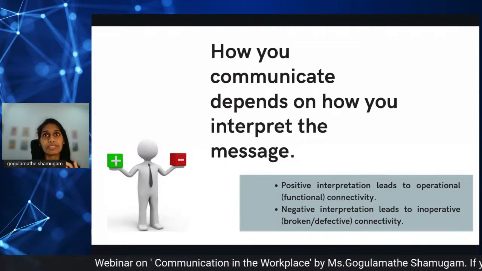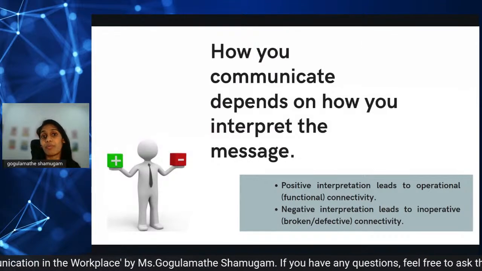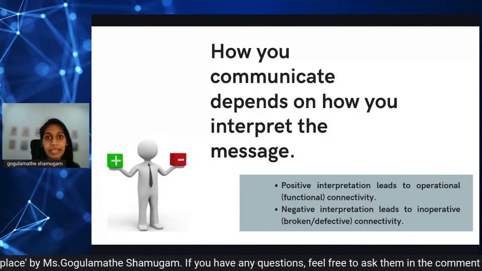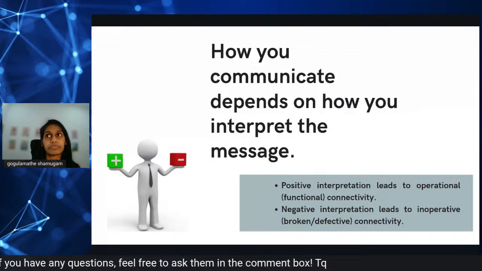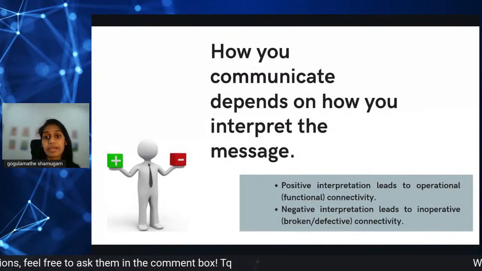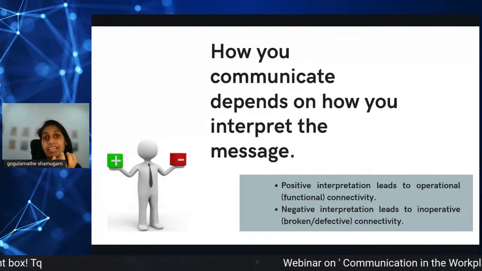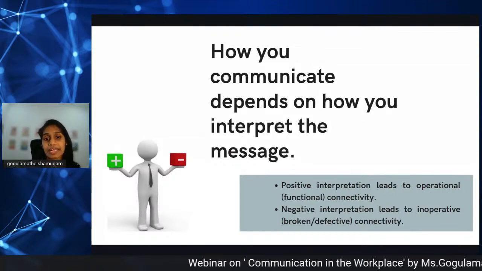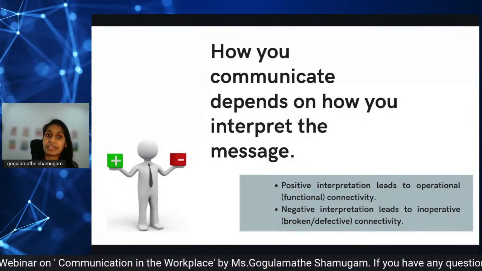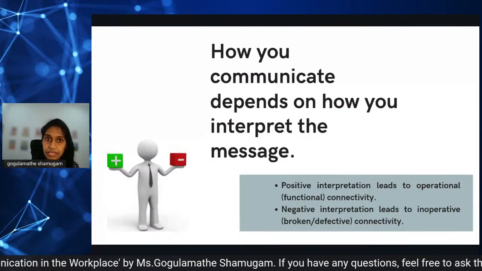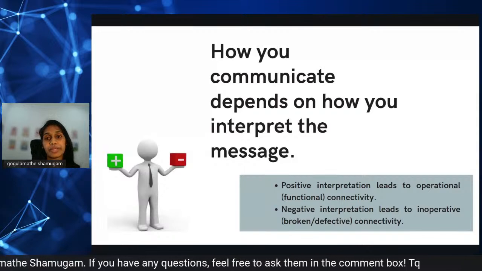Right? And I will say it's good to have a positive interpretation, especially when you are working in a group of colleagues. If you were assigned a job that requires you to work in a team, then positive interpretation will give you that functionality, that connectivity that can make you have that relationship without having that miscommunication happening within any one of you. Right?